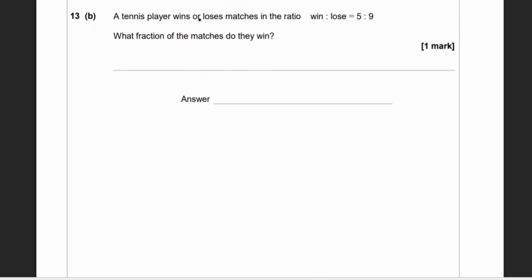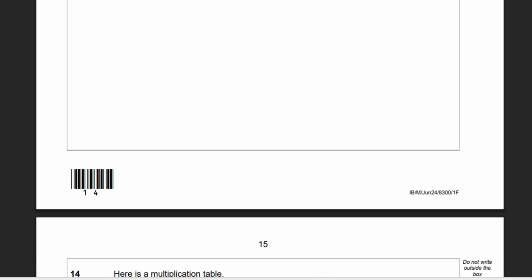A player wins or loses a match in the ratio 5:9. What fraction do they win? So out of the total is 5 plus 9, which is 14. So it is 5/14.